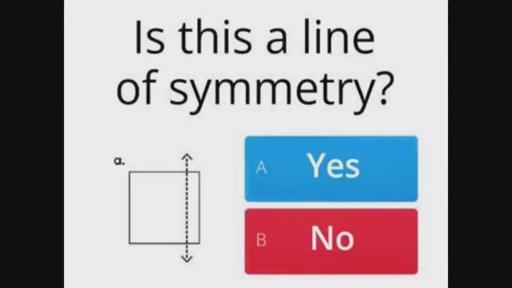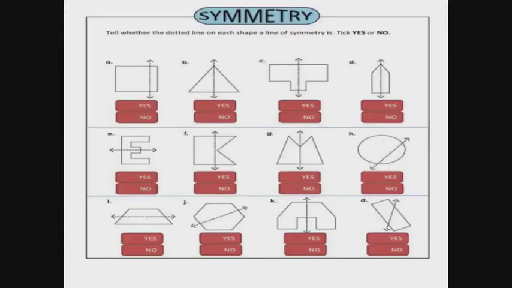Now kids, here are some teasers for you. Is this dotted line a line of symmetry? Your guess is as good as mine. No, this is not a line of symmetry. Alright, here are more questions on line of symmetry.